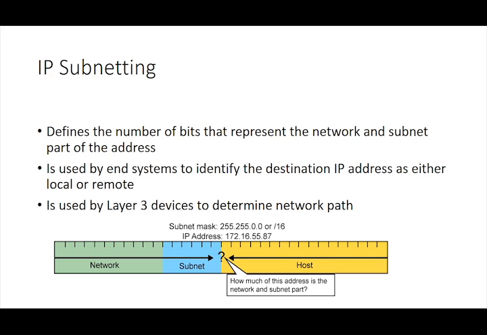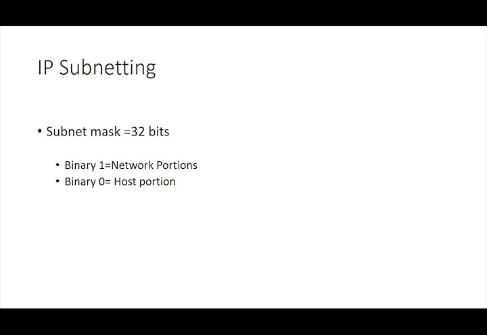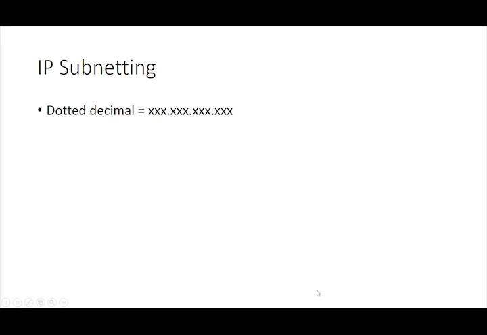A subnet mask defines the number of bits that represent the network and the subnet part of the address, just like the IP version 4 address. The subnet mask is made up of 32 bits, and it uses ones and zeros to indicate the bits of the address that are the network bits and those that are the host bits. You express the subnet mask in the same dotted decimal format as the IP version 4 addresses, and it is configured on a host with the IP version 4 address to define the network portion of the address.